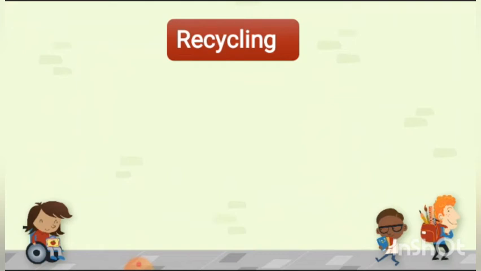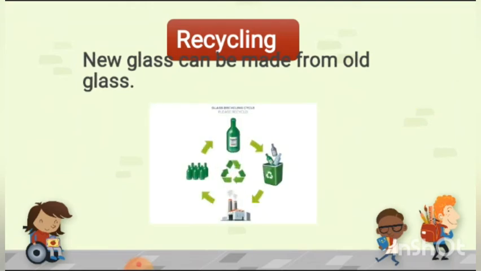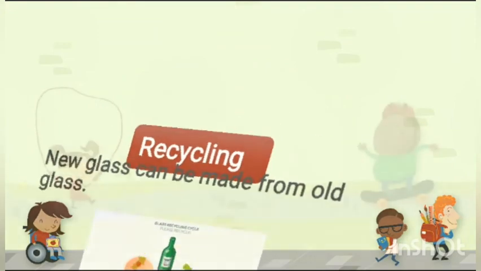Recycling. New things made from old things, or new glass can be made from old glass. In the picture you see that there is a bottle. When we just destroy it and put it in the dustbin, that is waste. But when we recycle it, we make it able to be reused, and again we get a new material in the form of a bottle or something else. So recycling is a process by which we get new things from old things.